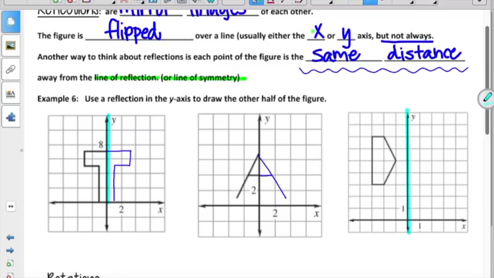This one also is 2 spaces away. So we're going to move 2 spaces to the right from the line. This one is 3 spaces to the left of the line, so we're going to make a point that is also 3 spaces, but to the right of the line. And the last one, 3 spaces to the left, so 3 spaces to the right. And those are your vertices, which you can connect to create your image.